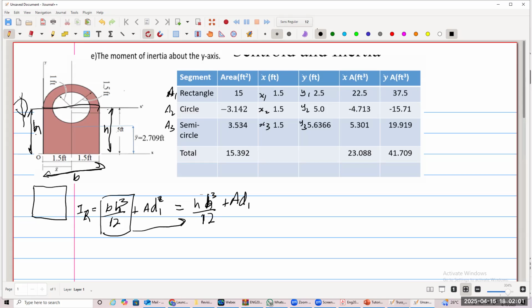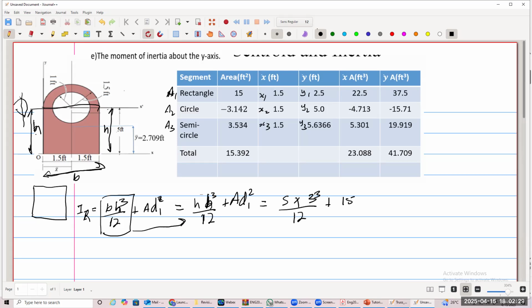So let's now put them in. Your h is going to be 5 times, what's your b now? Your b is going to be 3, so it's 3 cubed upon 12. Do you agree with that? Any questions? No, sir, no question.